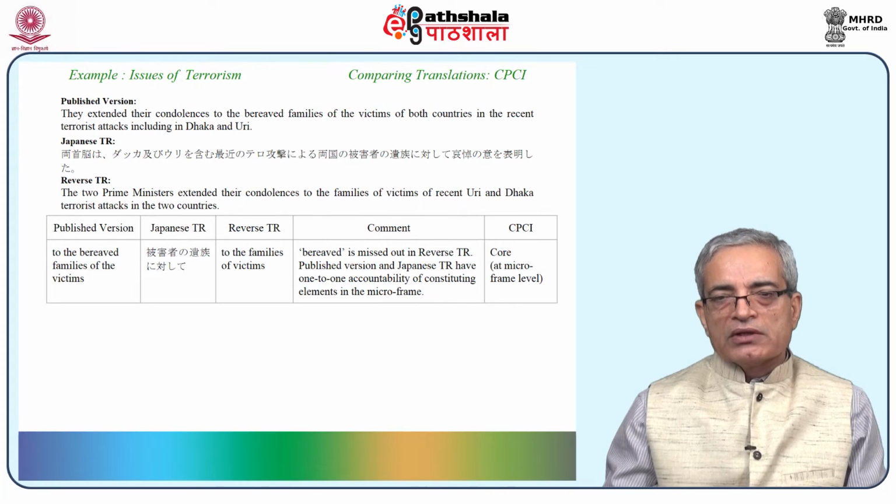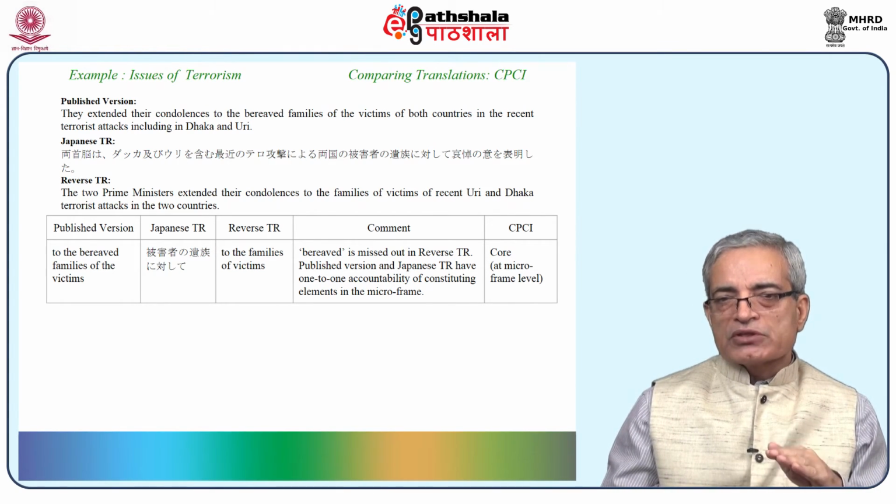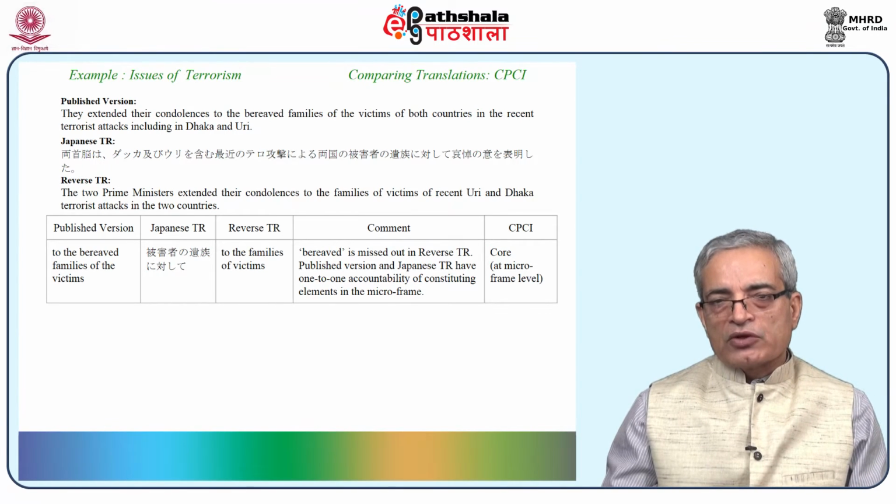So, one-to-one accountability is an issue for each. Each element could have been properly confirmed, or its equivalence availability, or we could have confirmed whether accountability is complete or not. But the published version to Japanese translation is core at microframe level.